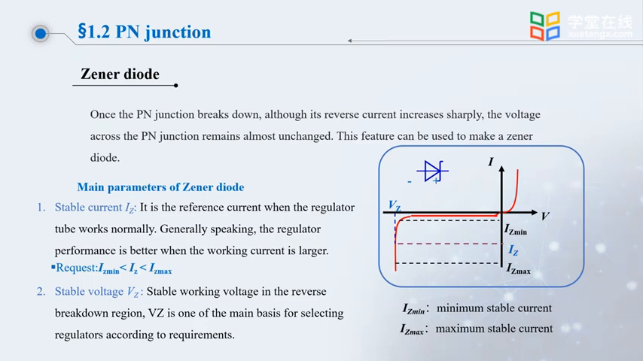In the reverse breakdown zone, the stable working voltage Vz is this value. Vz is one of the main bases for our selection of regulators according to requirements. This is one of its main parameters. Okay, that is all we introduce here about the breakdown characteristics of the diode.